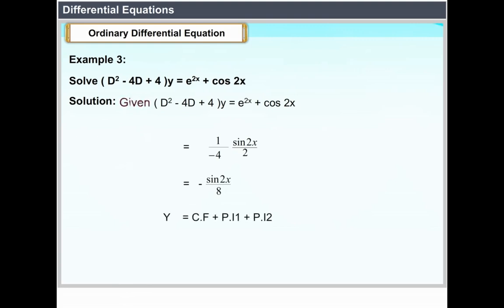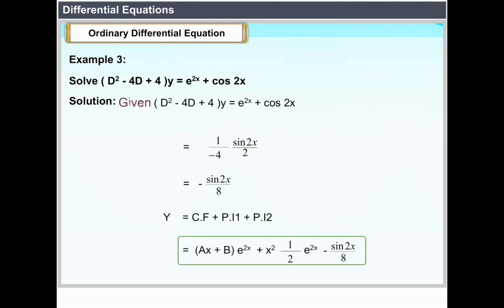Y equal to CF plus PI1 plus PI2 equal to (Ax plus B) into e power 2x plus x square into 1 by 2 into e power 2x minus sin 2x divided by 8.